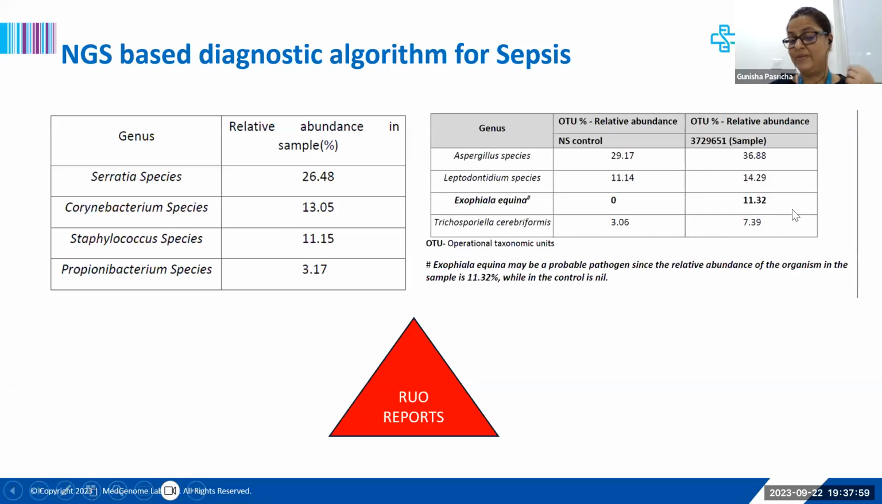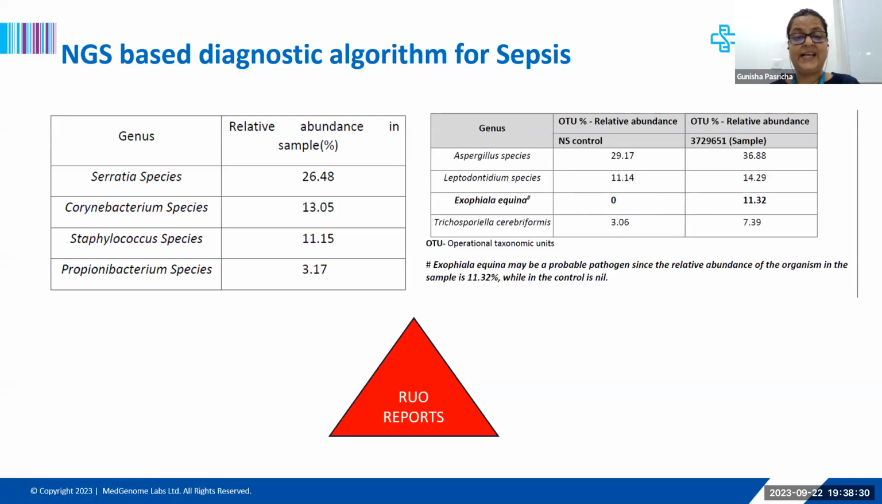Since there are a lot of fungal spores present, especially in India, running a negative control is extremely important to cut off the background. In this case there were no reads in the negative control. Here, when we look at this, there were some reads present in the negative control. So we do not consider Aspergillus and Leptodontium here, but something which is not present in the negative control but present in the clinical sample becomes very, very important.